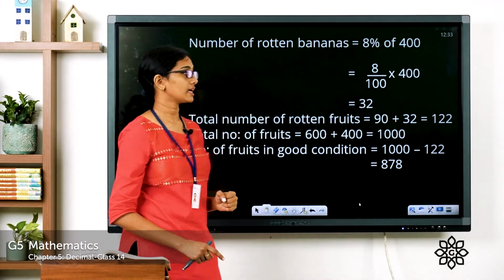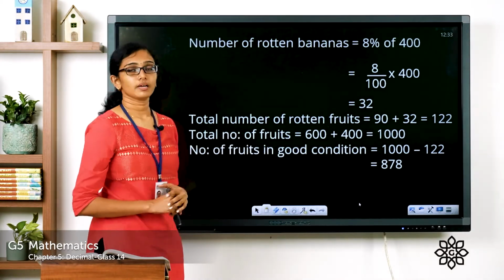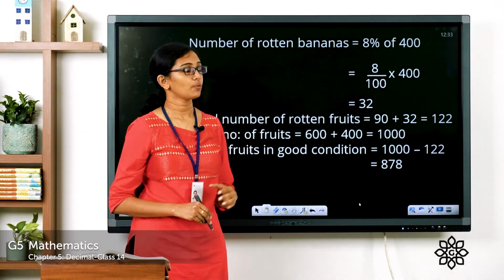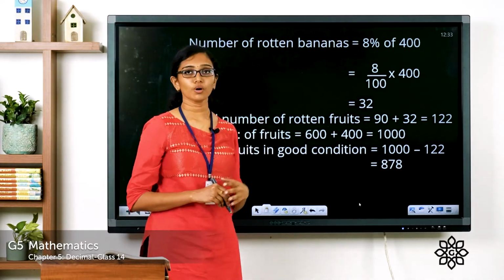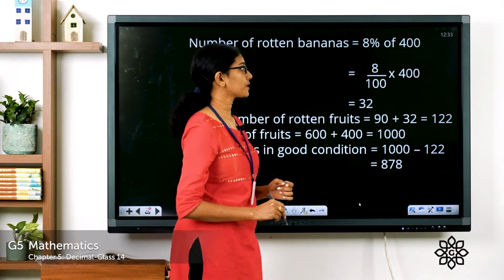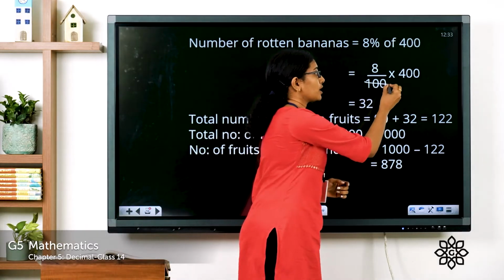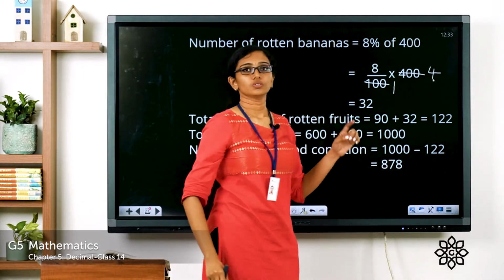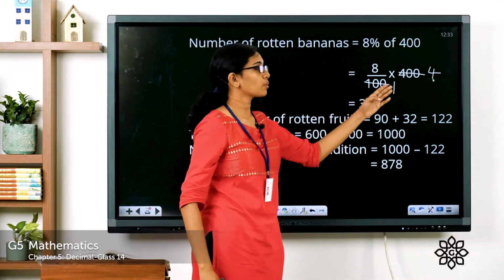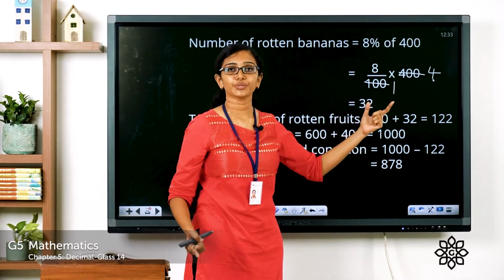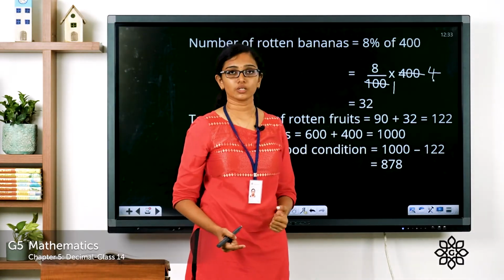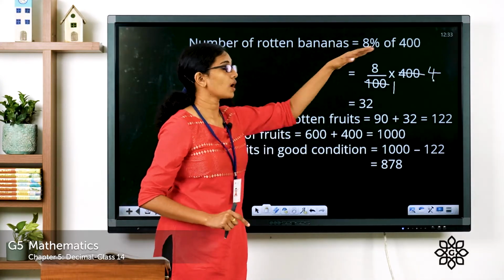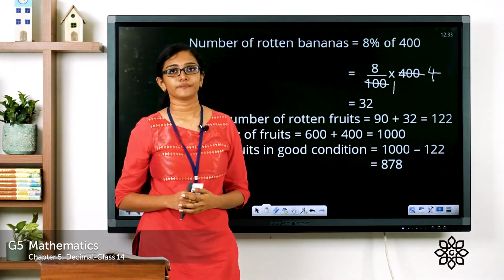Now what about bananas? Number of rotten bananas is equal to 8% of 400, which is equal to 8 by 100 into 400. Cancelling out the common factors, 100 divided by 100 is 1, and 400 divided by 100 is 4. So here it is 8 into 4 by 1, which is equal to 32 by 1, and that is equal to 32. This means 32 bananas out of 400 bananas were rotten.